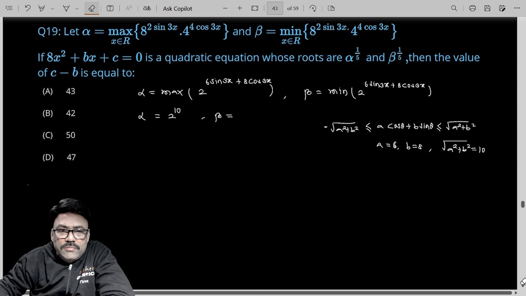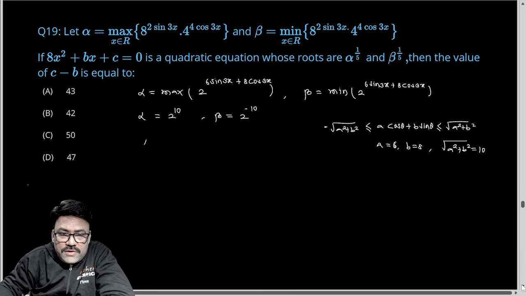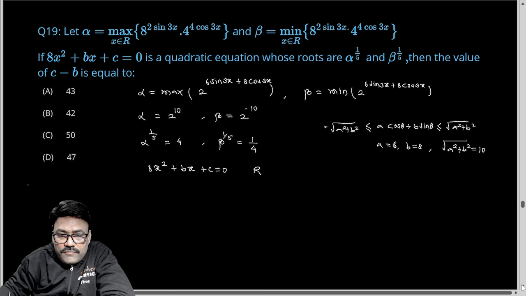Beta will be 2 raised to minus 10. So hence alpha raised to 1 by 5 is 2 raised to 2, which is 4. And beta raised to 1 by 5 is 2 raised to minus 2, which is 1 by 4. So hence you can say that the roots of this quadratic are 4 and 1 by 4.